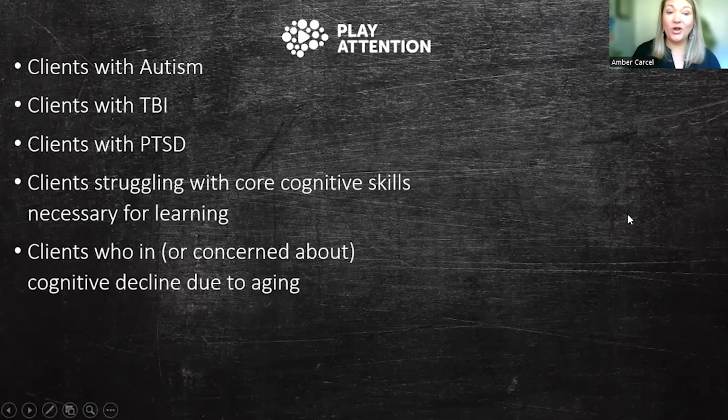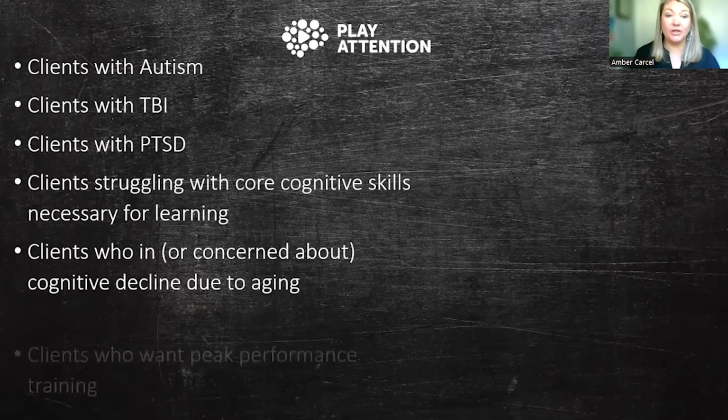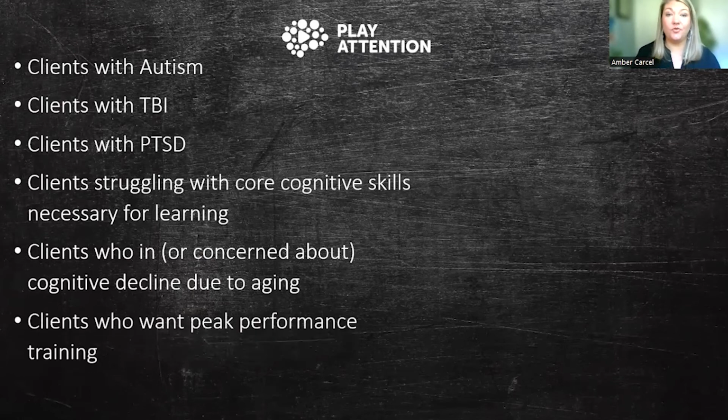Clients who are concerned about cognitive decline due to age. I mentioned that earlier, right? Our aging population. Clients who want peak performance training. So you take all of these above, and they're all looking at a deficit, right? There's a deficit, something there that's causing a weakness.